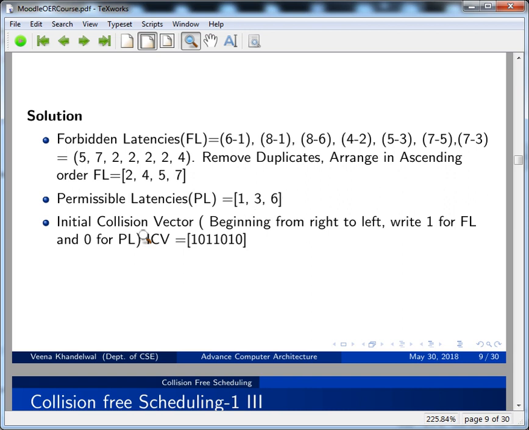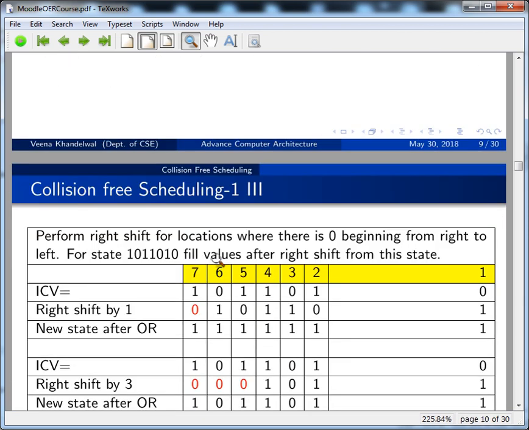Now we write the initial collision vector, and for writing this we begin from right to left. We write 1 for forbidden latency and write 0 for permissible latency. Because we have permissible latency 1, 3 and 6, at locations 1, 3 and 6 we write 0, and for locations 2, 4, 5 and 7 we write 1.